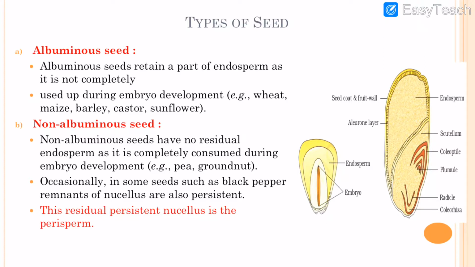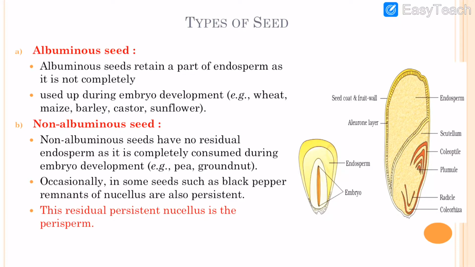Dear students, in albuminous seeds, the endosperm is not completely used during embryo development. In dicot seeds, for example pea and groundnut, the endosperm is completely used during the development of the embryo. So that's why in dicot seeds like pea and groundnut, endosperm is not present, and these seeds are known as non-albuminous seeds. So we can say that seeds are of two types: albuminous and non-albuminous.